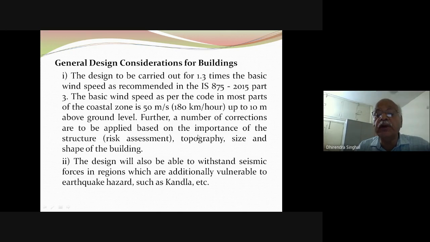And I hope you remember there are many coefficients, K1, K2, K3. If the building is going to be in, say, a concrete jungle away from the city, if the height is more, topography, all these are considered before the final wind force is calculated. The design will also be able to withstand seismic forces in regions which are additionally vulnerable. For example, as I said, Bhuj area.